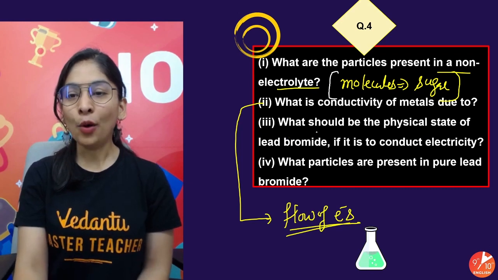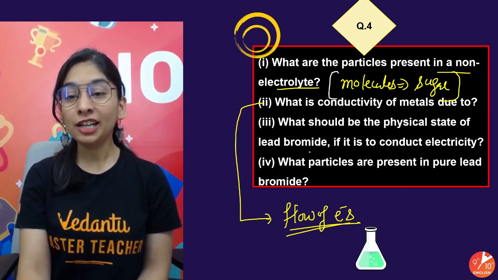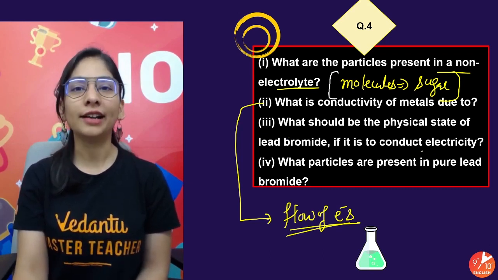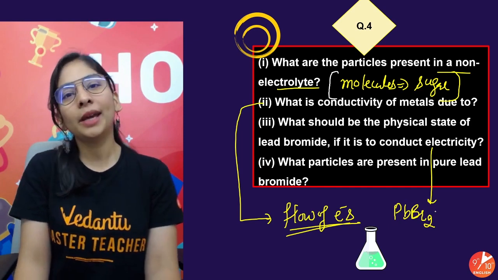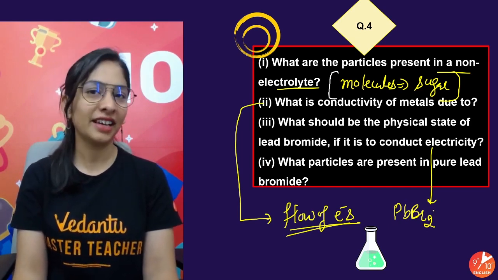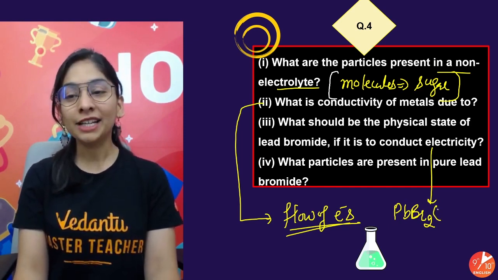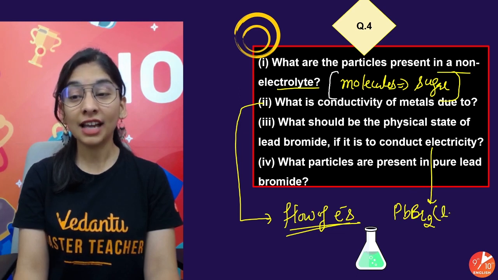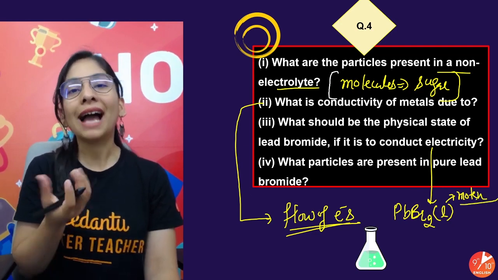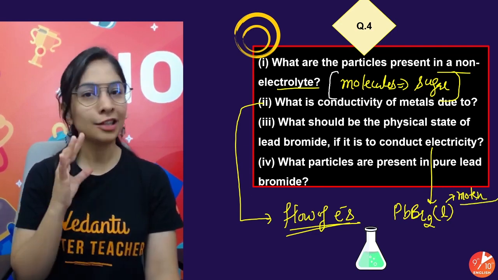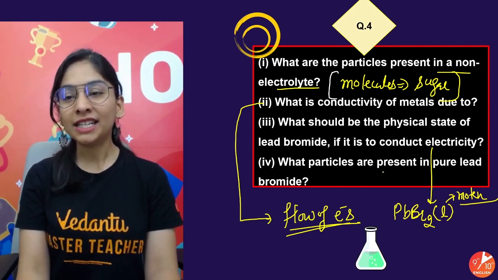Now, what should be the physical state of lead bromide if it is to conduct electricity? That's a good question. First of all, we should know how to write the correct formula of lead bromide. If you make mistakes, then it will create problems. This is lead bromide. To conduct electricity, either you have to take the molten form of the same, or as I said, you can take the aqueous solution as well. Choice is yours.